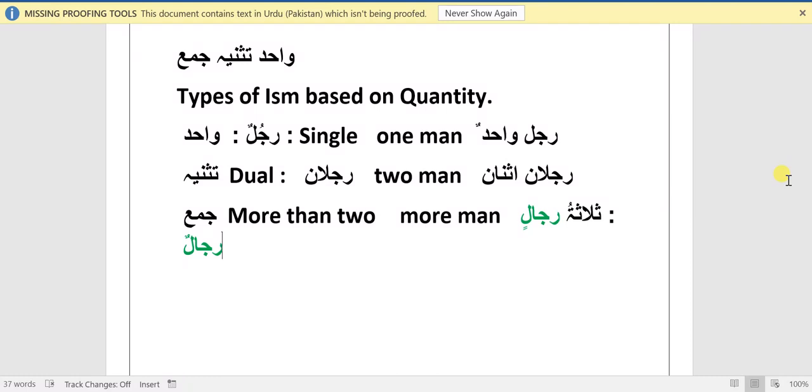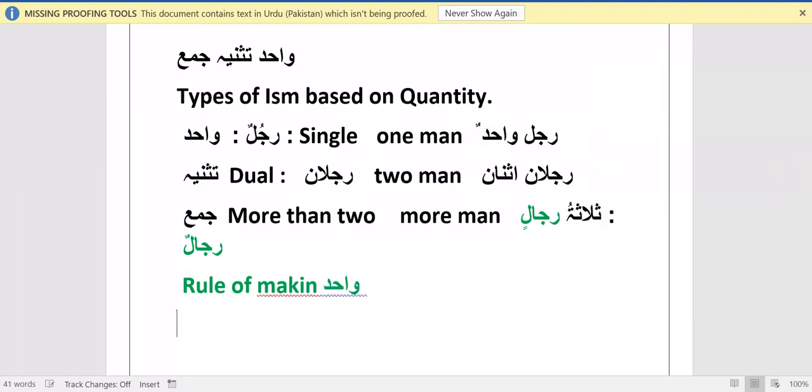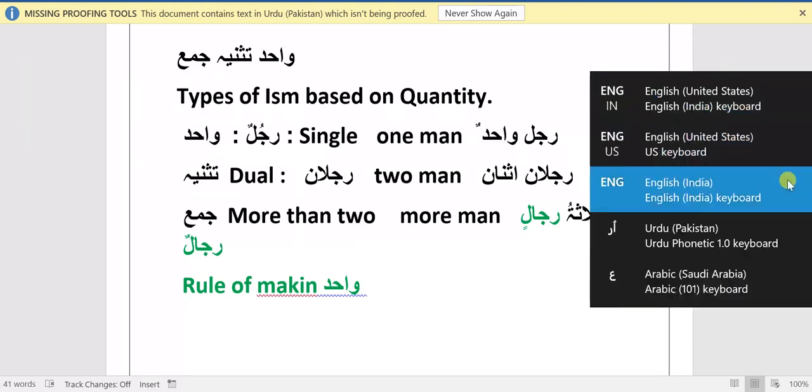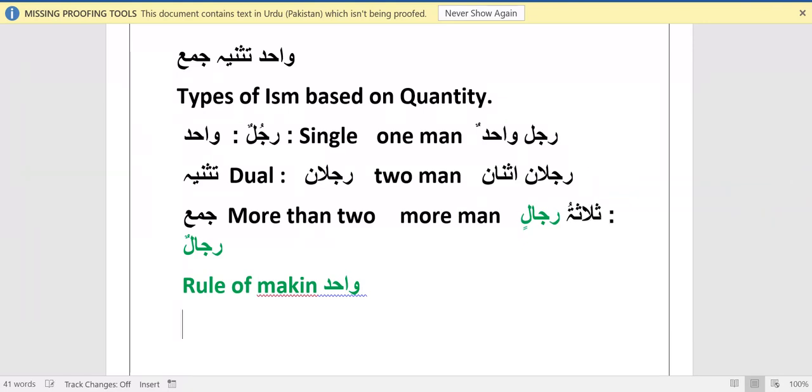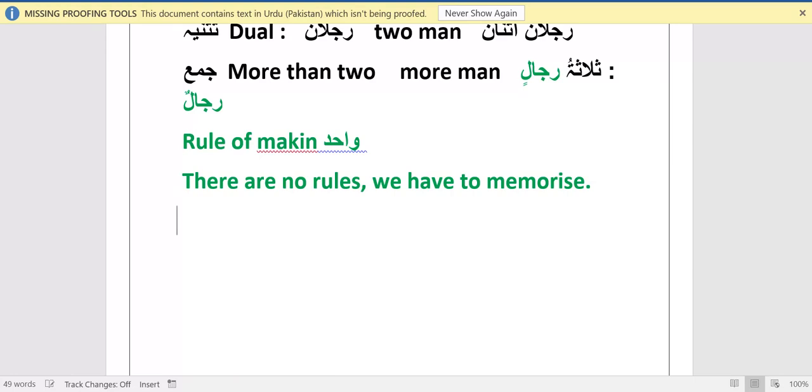Now, we are going to learn the second thing related to Wahid Tasniya Jama, rules of making Wahid. So, in a single word we can say there are no rules. We have to memorize it. There are no rules to create a Wahid word or to recognize the Wahid word.